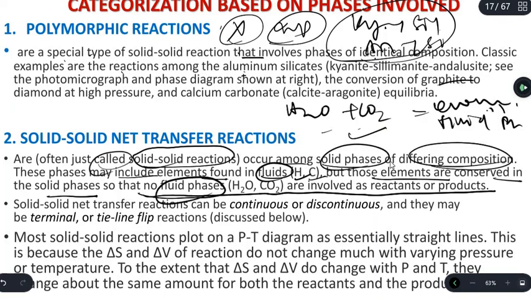Okay, and always remember this point, solid-solid net transfer reactions can be continuous, ठीक है, and can be discontinuous, but they may be terminal or Tyler flip reaction. Okay, clear?